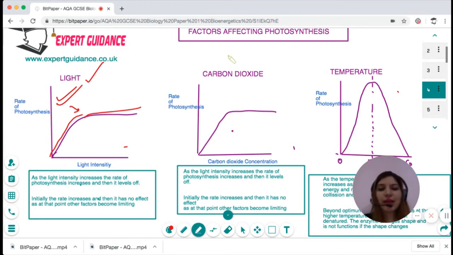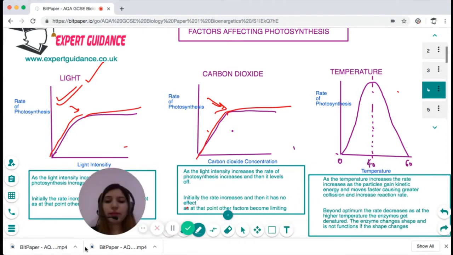The same thing happens with carbon dioxide. If the concentration of carbon dioxide increases, the rate of photosynthesis increases up to a level, then it levels off. Now, why does it increase only up to that level? Because we cannot increase carbon dioxide beyond a certain point. Why? Because if we increase carbon dioxide beyond a certain point, it can affect the pH, and then the pH can become a limiting factor.